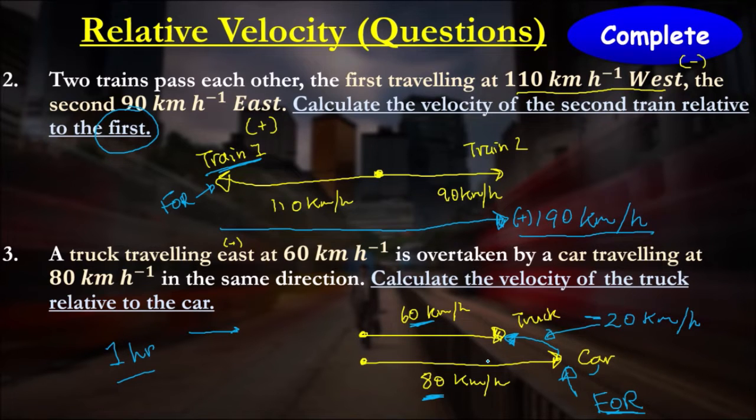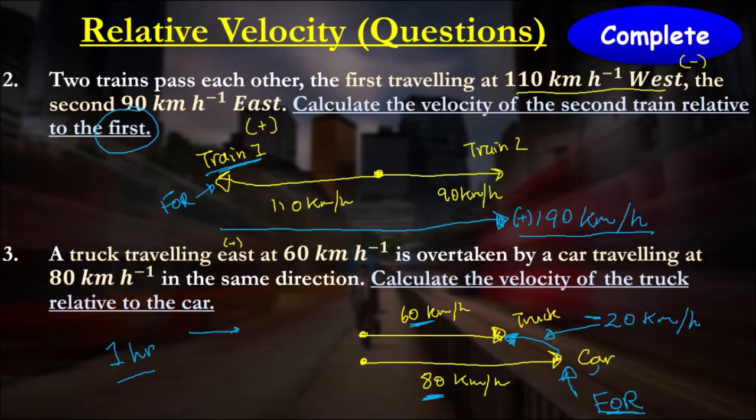It sounds weird, like I said before, but if you imagine this car moving forward and this truck being behind it, every time this car is looking behind itself, the truck will look like it's moving away from it at 20 kilometers per hour, or behind it at 20 kilometers per hour. Okay, so that's how we deal with that.